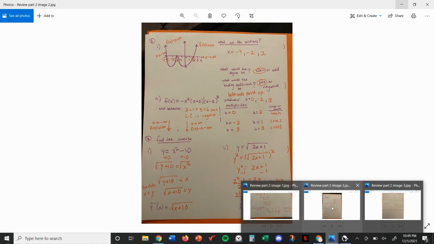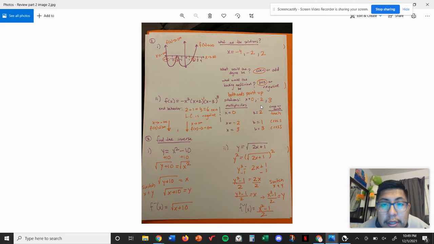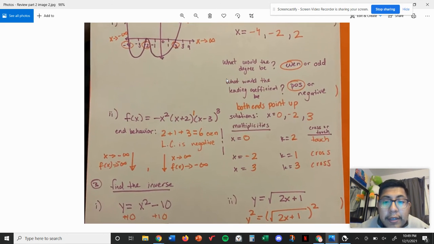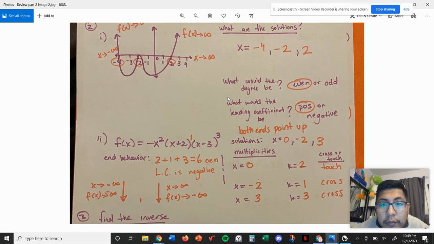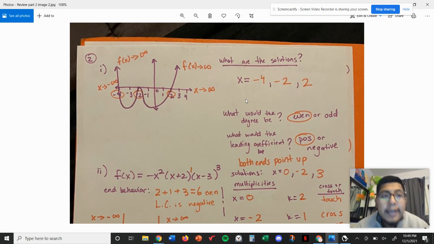The second page had reading graphs graphically and finding inverse. Up here we had the graph. I wanted you to find the solutions, where the solutions are wherever it's crossing or touching. So it's crossing at negative 4, so that's one answer. I follow the graph from left to right. It's touching at negative 2, so that's my other solution. And then it's also crossing at positive 2, so that's why one of my answers is here.